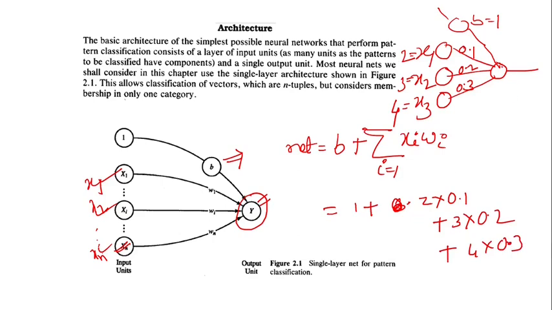Okay, this total output will be the input for this node, and then finally it will be the output. This is how the situation is.